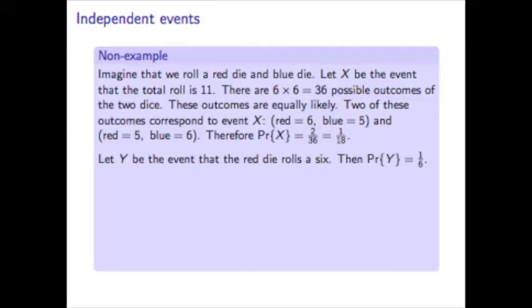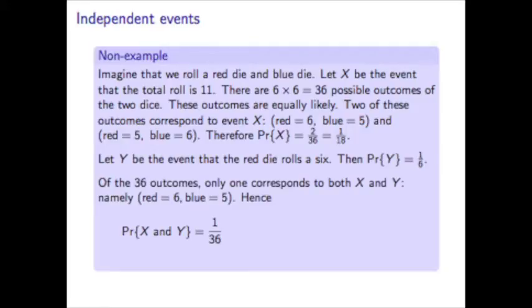Now let's consider another event. Let's let y stand for the event that the red die rolls a 6. It's very easy to see that there are 6 possible outcomes from the red die, and only one of them corresponds to the event y, so the probability of y is 1 divided by 6. So what about the probability that both x and y occur, so that the total on the two dice is 11 and the red die has rolled a 6?